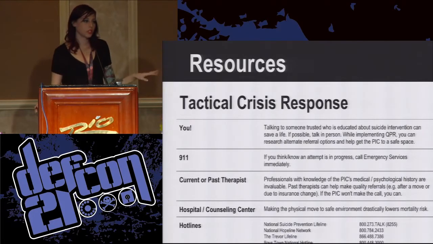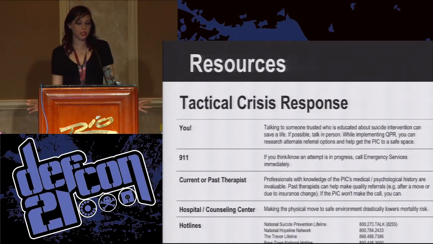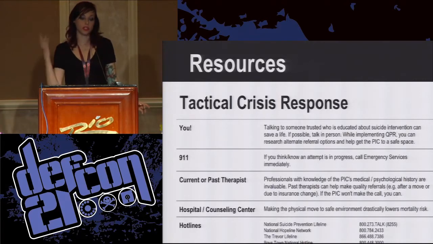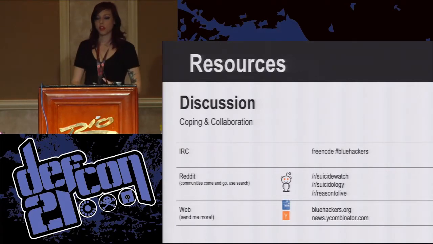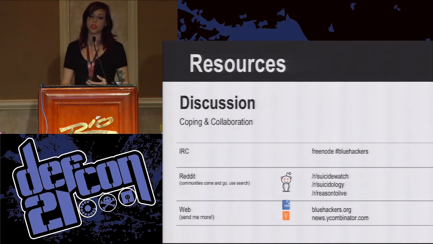So I know we're kind of rolling towards the end, but so tactical crisis response information. These are kind of some slides I just wanted to include toward the end for reference later. So 911, a current or past therapist, a hospital or counseling center, there's hotlines. This is all like reference stuff that you can look at. If you want to get involved in discussions, there's some channels on IRC, there's some subreddits. Our Suicide Watch is actually a really good one. Our Suicidology is more, has an academic slant. And then there's a few sites that I tried to find some ones that were more technically oriented.